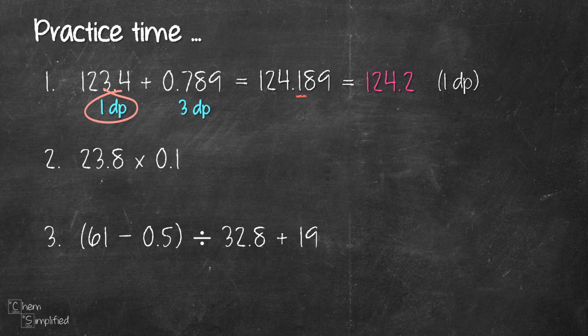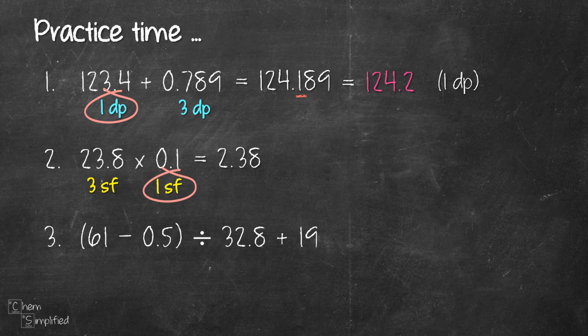The second question is a multiplication question. So for multiplication, we round off following the lowest sig fig. In this case, we need to figure out the sig fig for each number. 23.8 has 3 sig fig, 0.1 has 1 sig fig. That means our final answer is going to be in 1 sig fig. So we multiply these two numbers and we get 2.38.